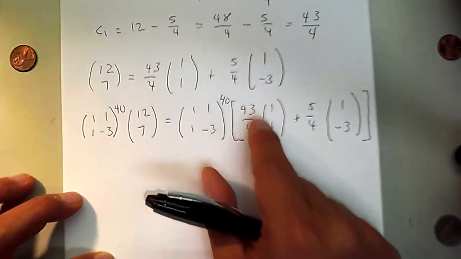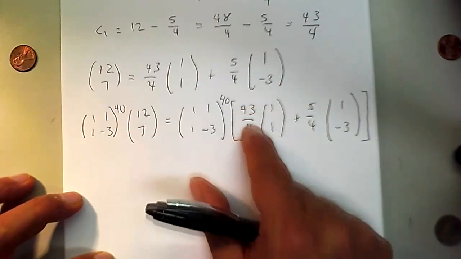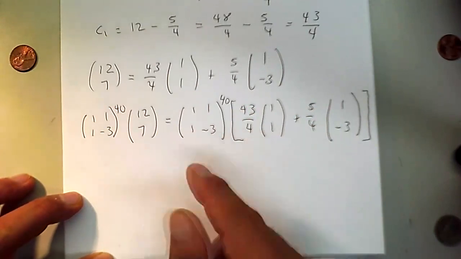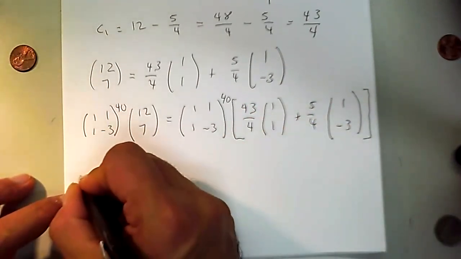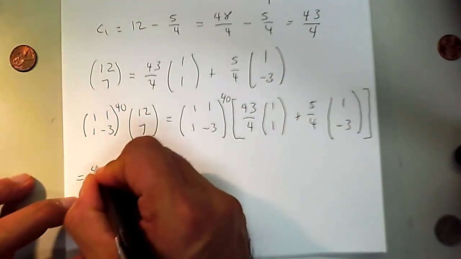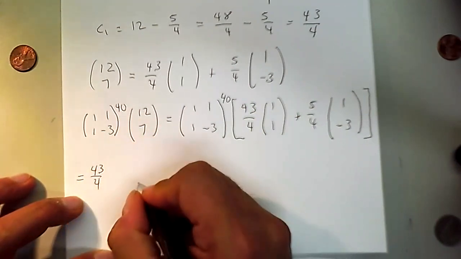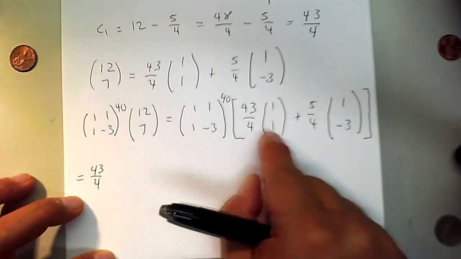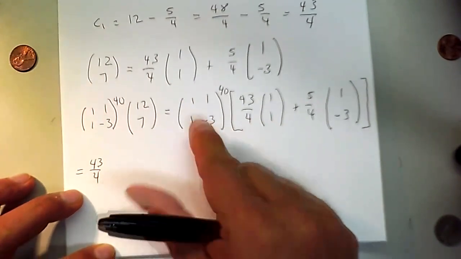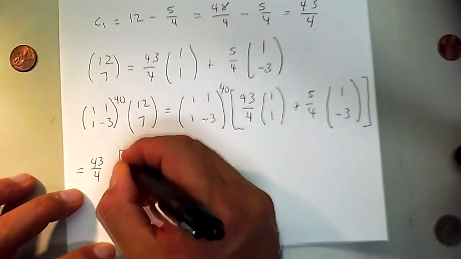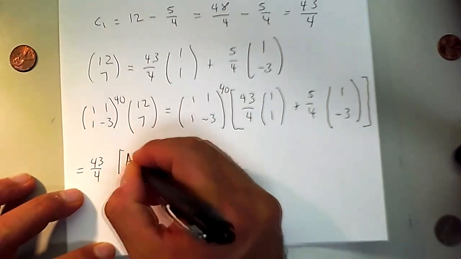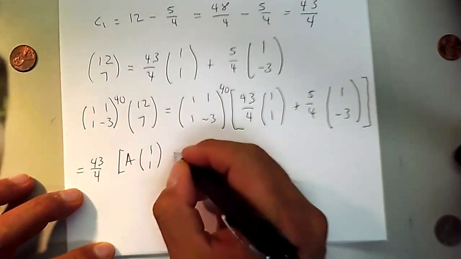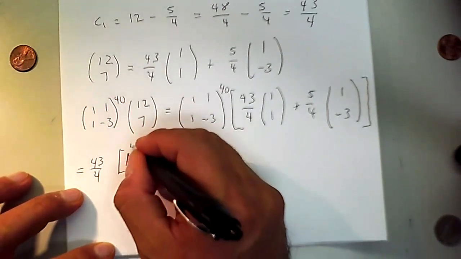So we will distribute. Now, this is a constant. This is just a constant, and this is a constant. Constants can factor out. So we end up with 43 over 4, 43 over 4. And then we distribute this matrix on here. I'm going to label it as A, if that's okay with you guys. So A times 1, 1. Yep. Oh, A to the 40.